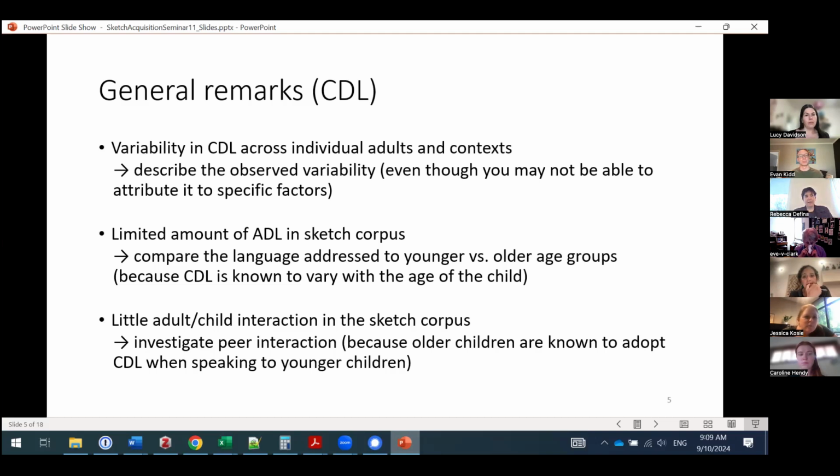And another thing was sometimes there's actually little interaction between the adults and the children in the sketch. There's more just children playing on their own and interacting with each other. And you can still look at child-directed language in these settings. Older children are known to use child-directed language forms when talking to younger children, sometimes quite exaggeratedly so. And so it's possible to look at this peer interaction and look at how the older children are talking to the younger children.